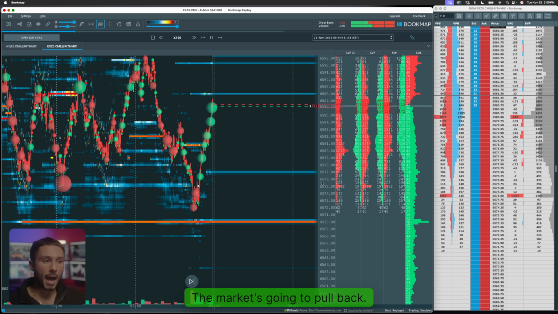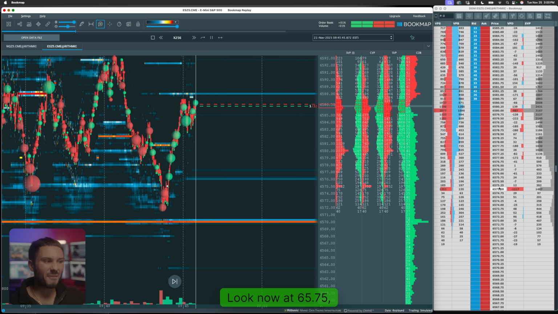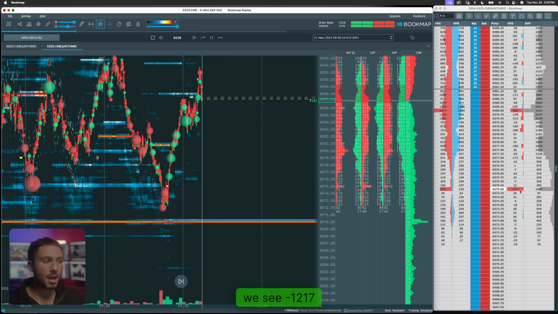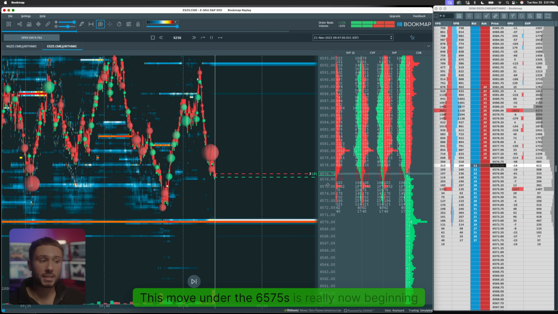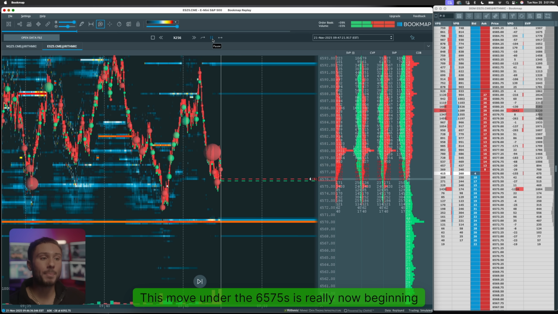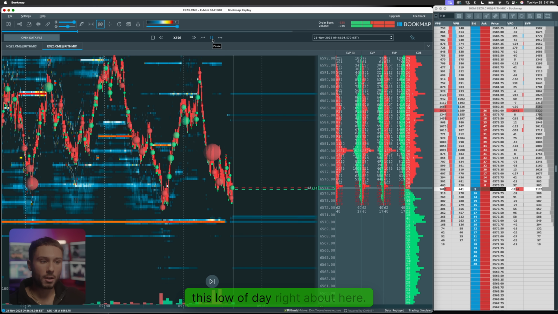The market's going to pull back. We're going to sell off much lower and keep an eye on the depth of market. Look, now at 65.75, we see minus 1217 negative delta. This move under the 65.75s is really now beginning to get absorbed. The market's going to break aggressively under this low of day right about here.